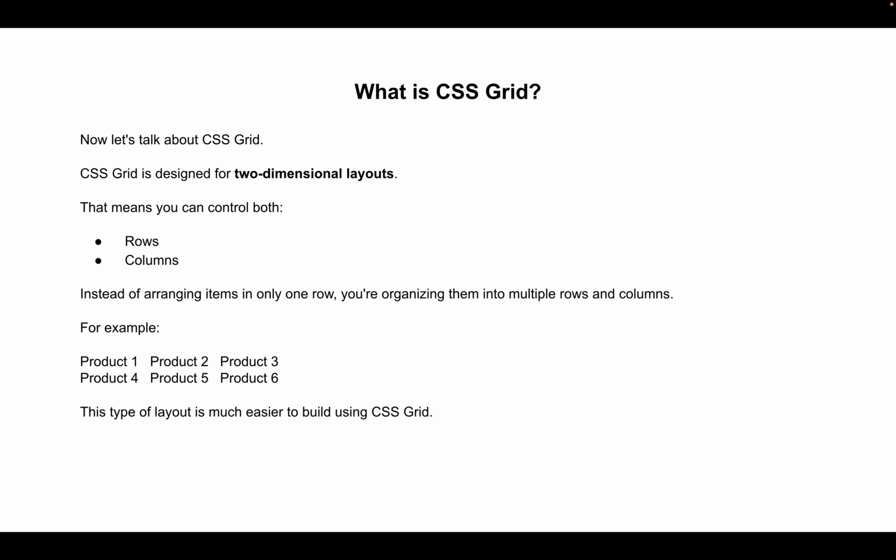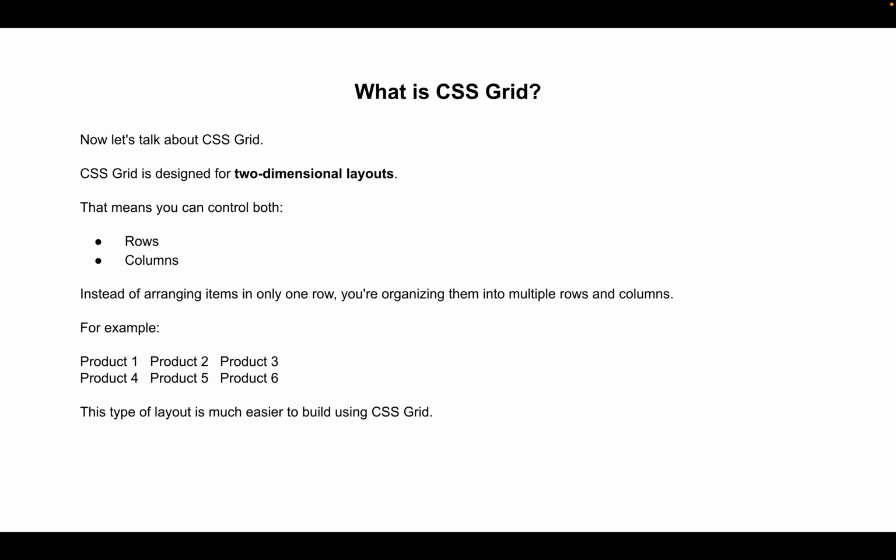What is CSS Grid? Now let's talk about CSS Grid. CSS Grid is designed for two-dimensional layout. That means you can control both rows and columns. Instead of arranging items in one direction, you are arranging them into multiple rows and columns.